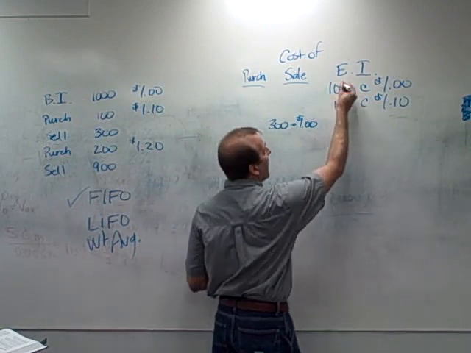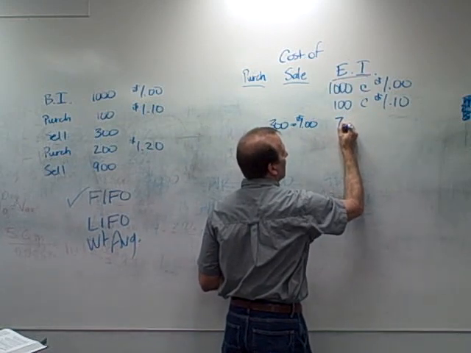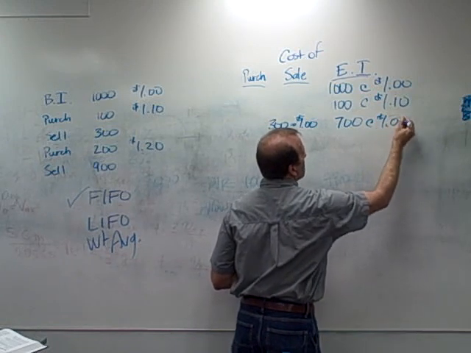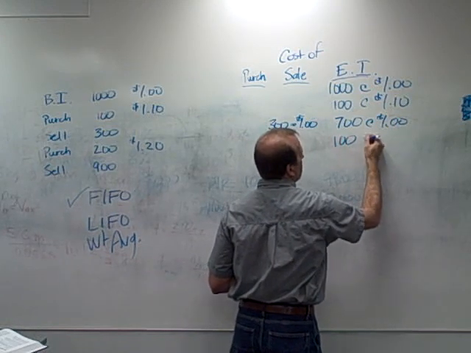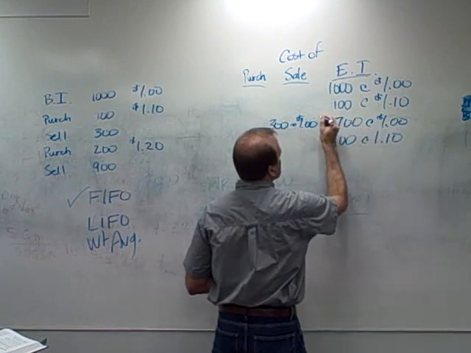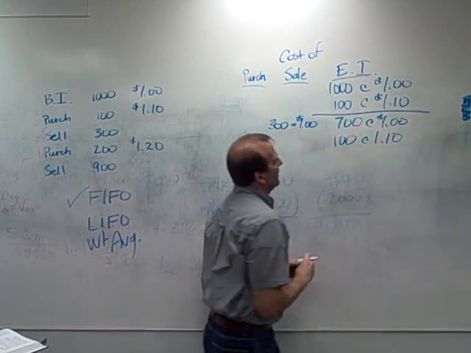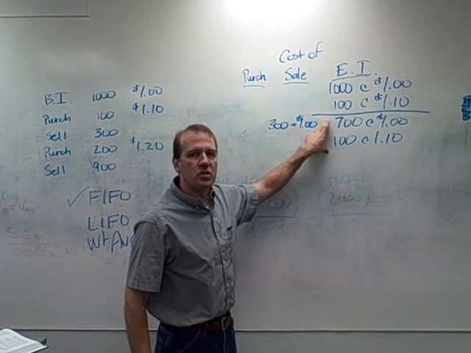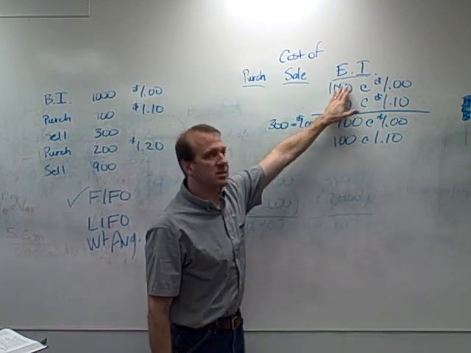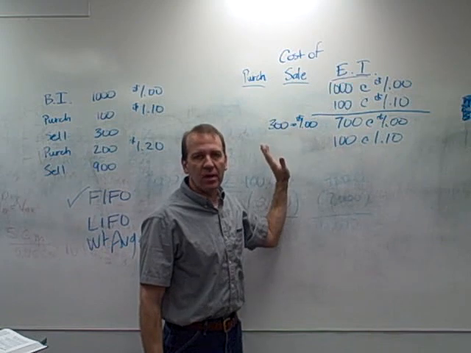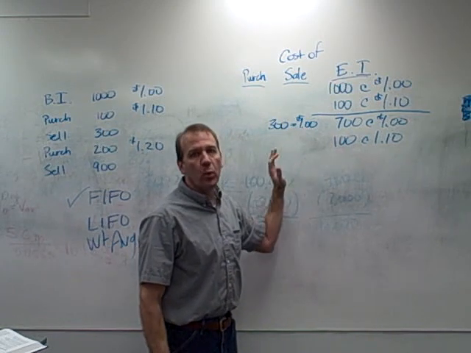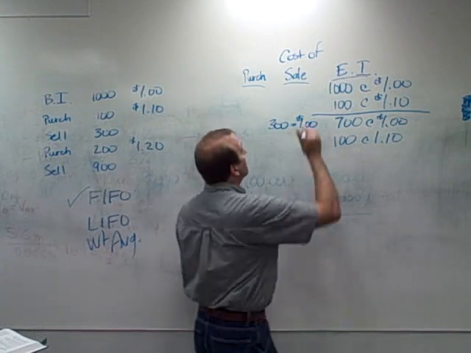So now what do we have left in ending inventory? Well, hopefully you can see we've got 700 at $1 and 100 at $1.10. So I like to write a little line here, because this was the inventory, and now this is the inventory. You can see all we did is we took 300 out of inventory, out of our assets, and what did we do with it? We expensed it, okay?